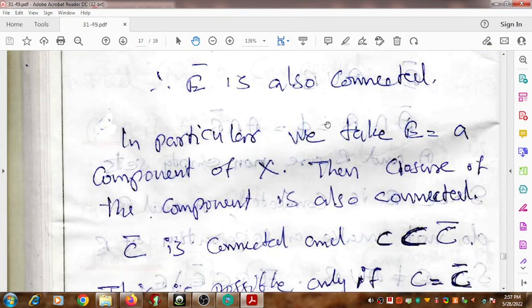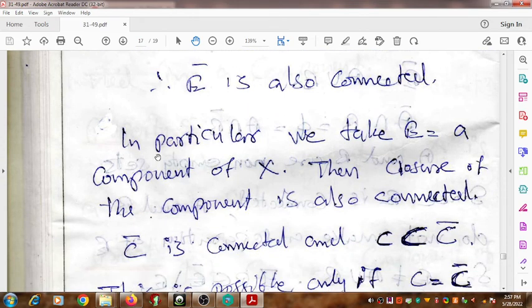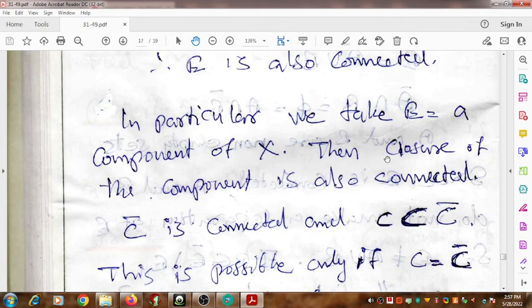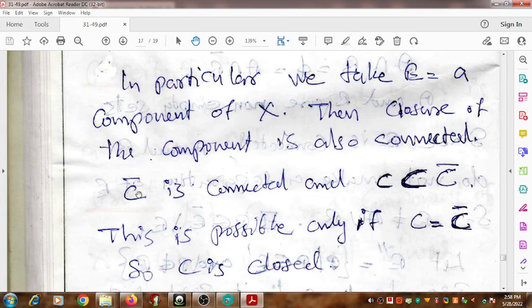Now, what is the relevance of this proof in our problem? In particular, we can take E equal to a component of X. Then the closure of that component is also connected, and therefore closure of C is connected.